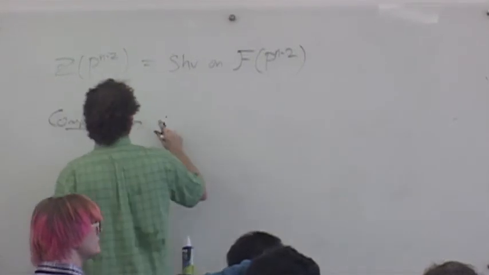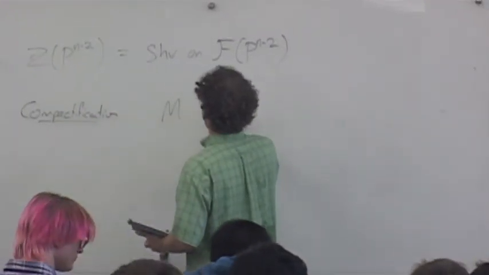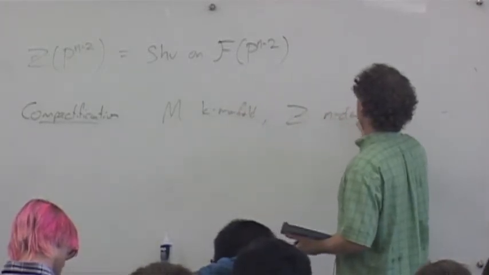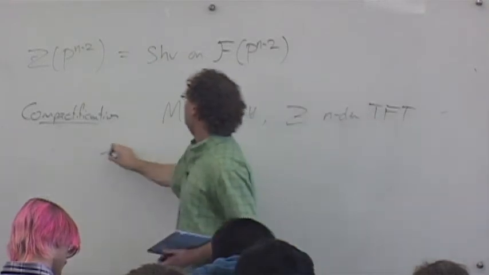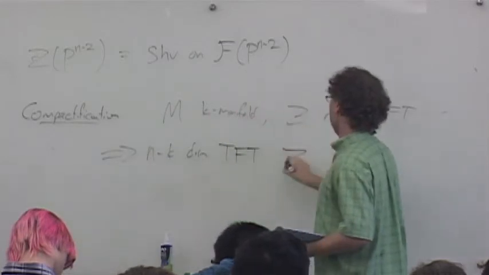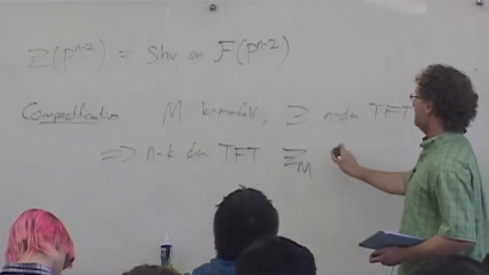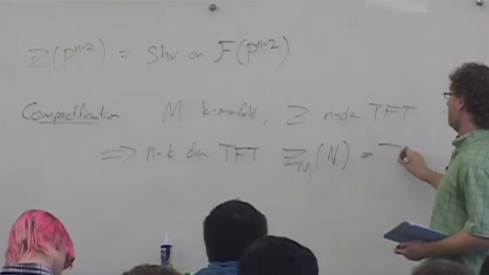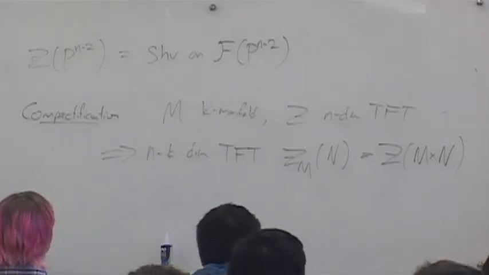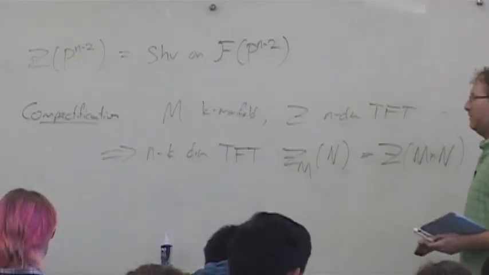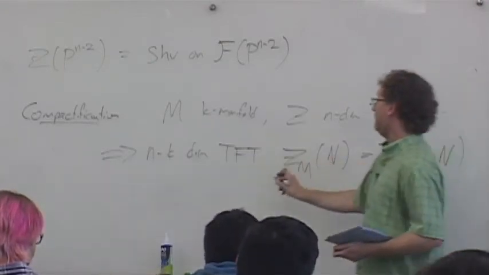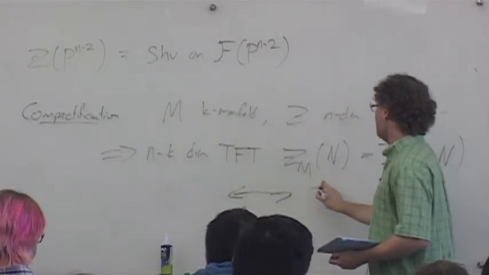Compactification says that if I have M, a k-manifold, and Z, an n-dimensional topological field theory, I can define an n minus k dimensional topological field theory. Let me call it Z sub M, by just saying that Z sub M on any manifold is the original theory Z on M times N. So I'll define a new field theory, which is now only n minus k dimensional, by just declaring it this way. Now, by the cobordism hypothesis, this field theory is completely equivalent data to just giving Z of M.